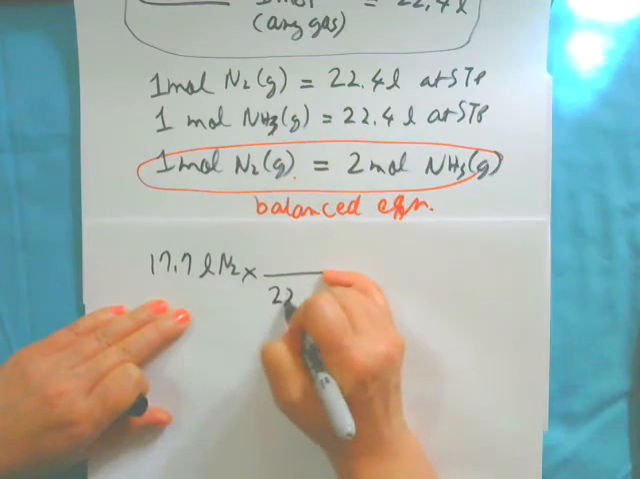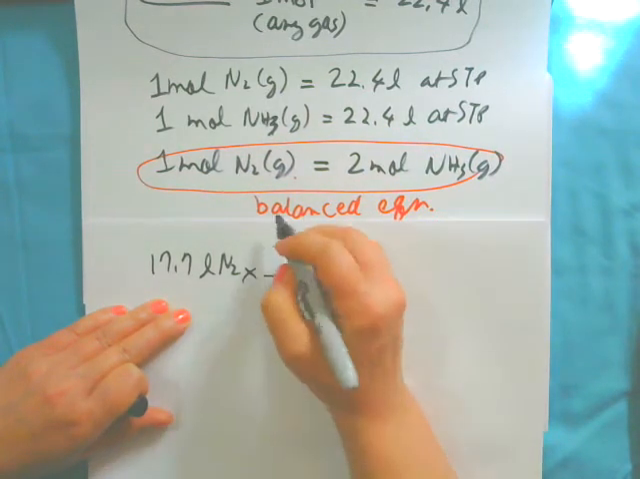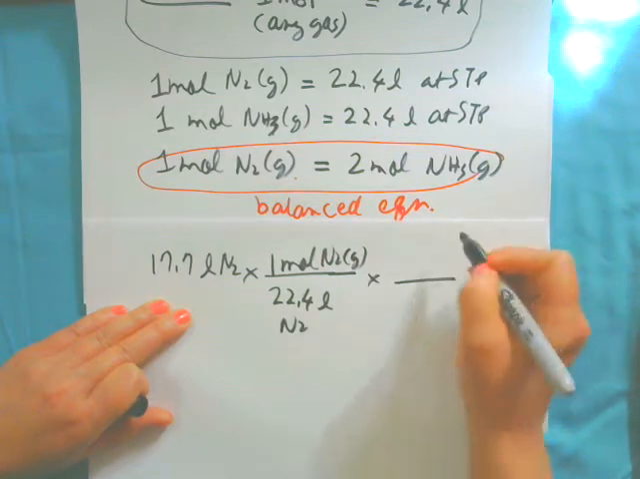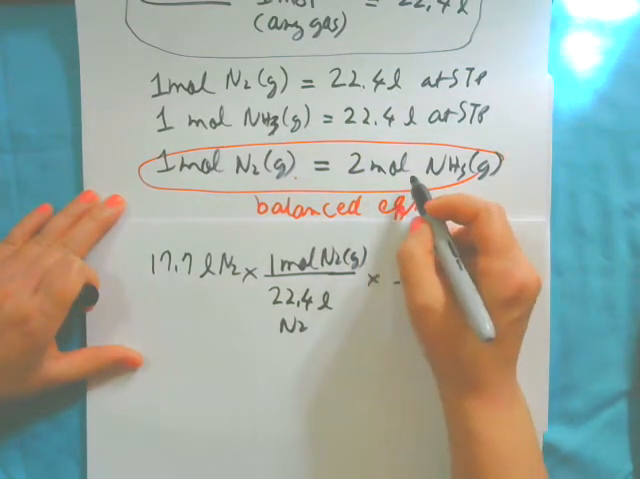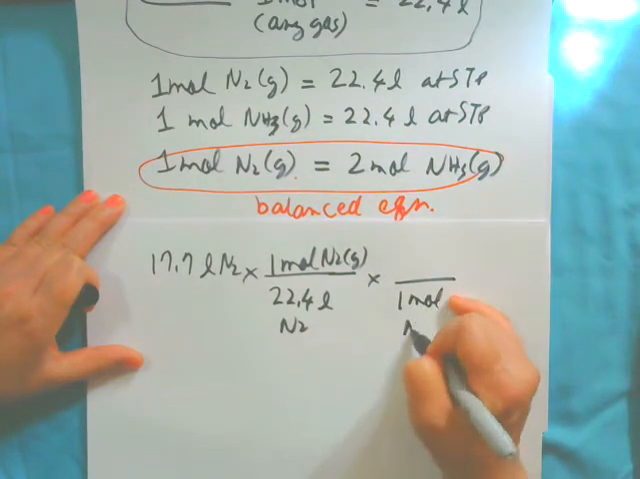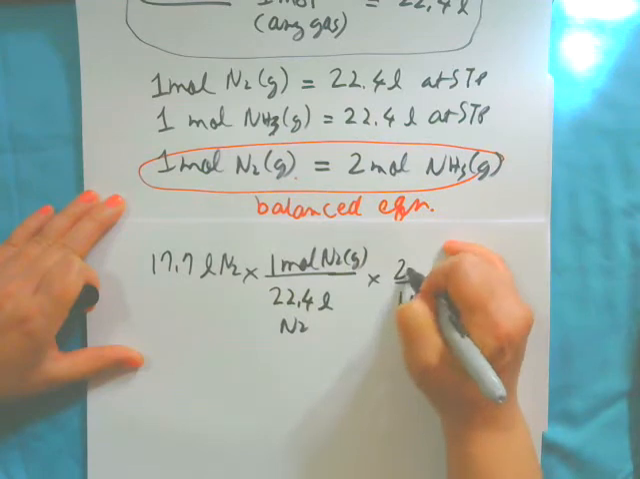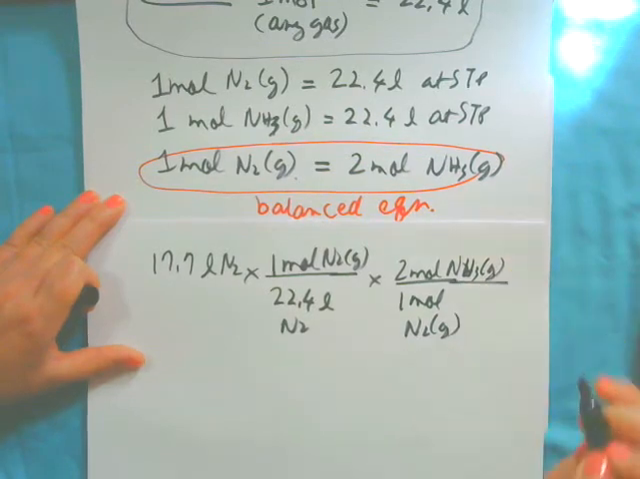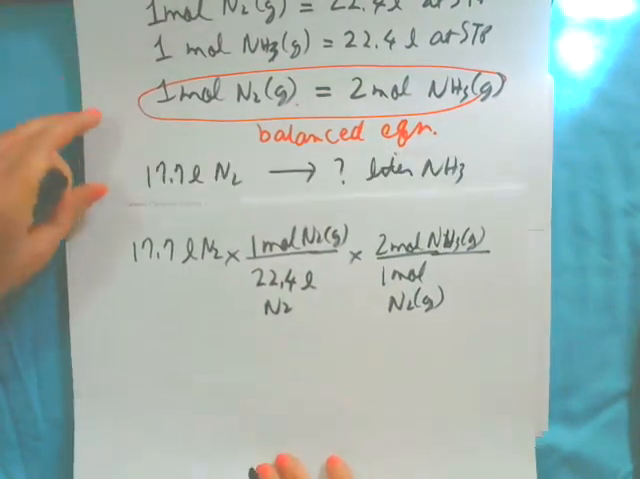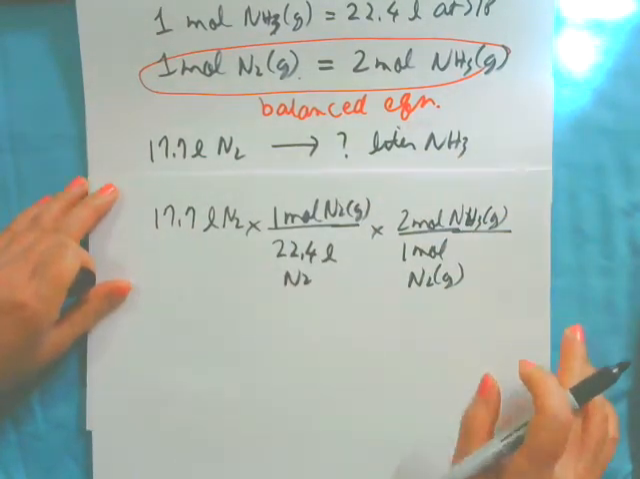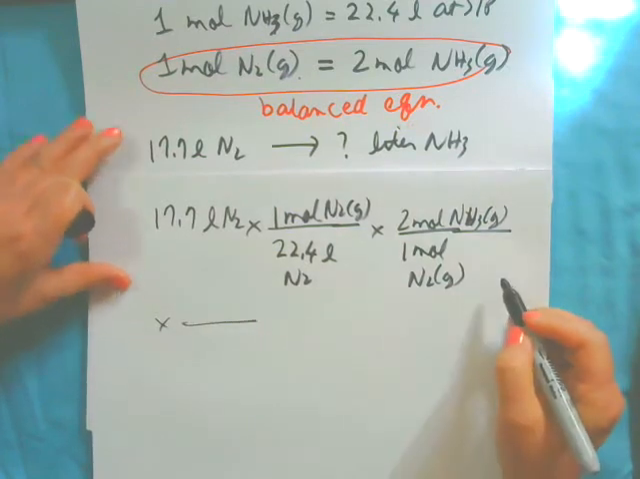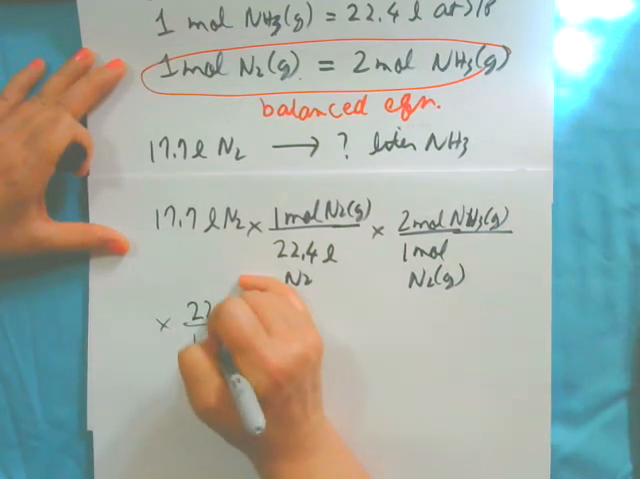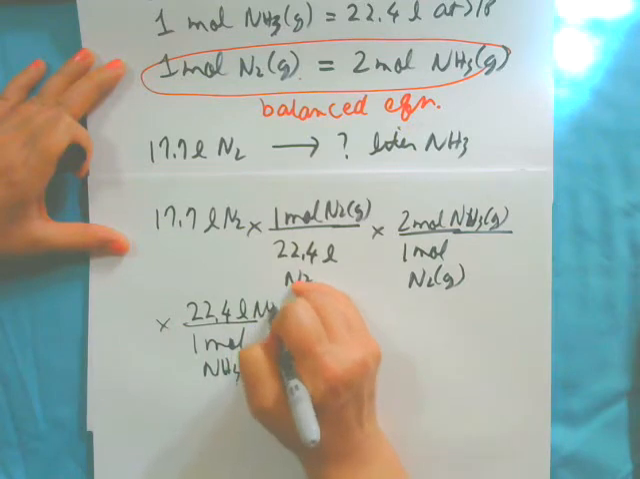Okay, so we're going to start out with 22.4 liters of N2, and we're going to say that that's equal to 1 mole of N2 gas. Then we're going to use our stoichiometry, our balanced chemical equation. We're going to say 1 mole of N2 gas is equal to 2 moles of NH3 gas. And then finally, because we're trying to go from liters to liters, our final number for our dimensional analysis is 1 mole of NH3 gas is equal to 22.4 liters of NH3 gas.